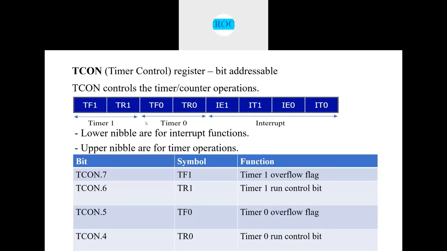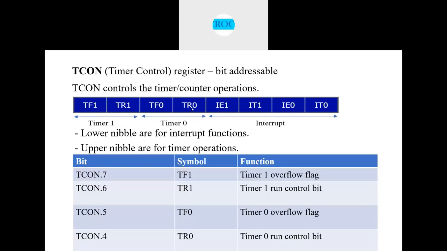The upper nibble is for timer 1 and timer 0, to control the operation of timer 0 and timer 1. You can also see bit 4 and bit 5, the TR0 bit and TF0 bit. These are for timer 0. Bit 6 and bit 7 are TR1 and TF1. These 2 bits are for timer 1.